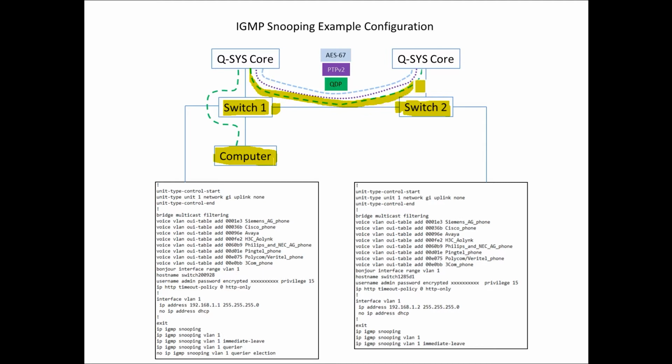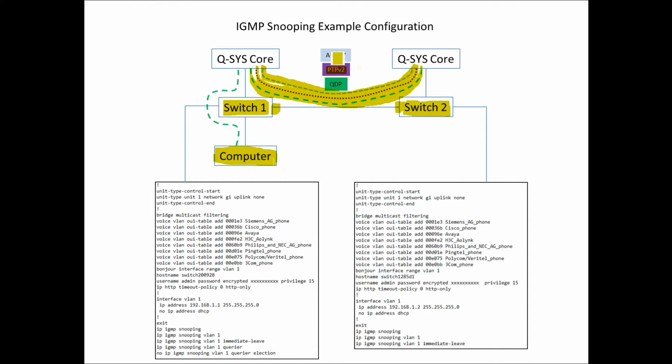It is multicast. And then for the clocking, as far as how the Q-SYS cores are synchronized, it's using PTPv2, Precision Time Protocol v2, and that's the purple dotted line right here. And then the actual RTP audio that we're streaming between the cores as our main traffic source. So in this deployment, the majority of traffic is going to be AES67.